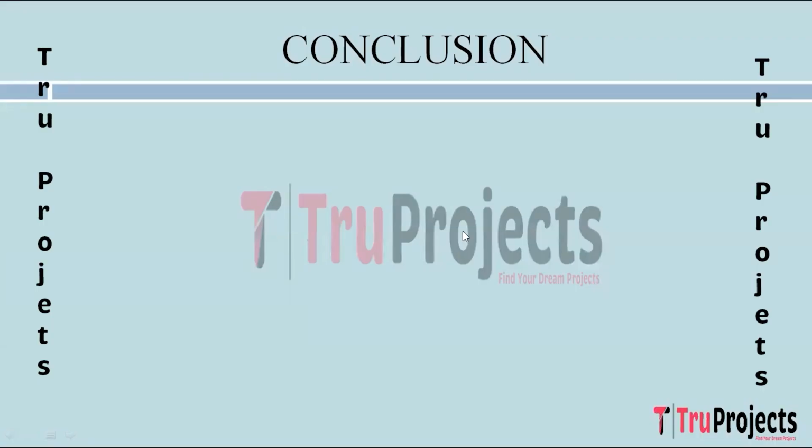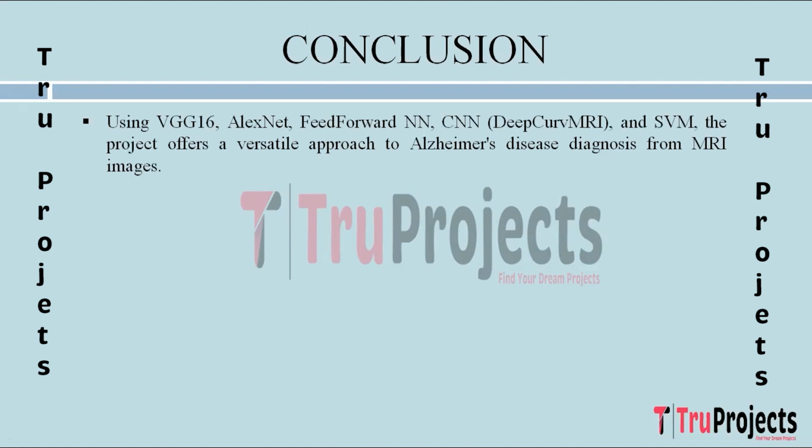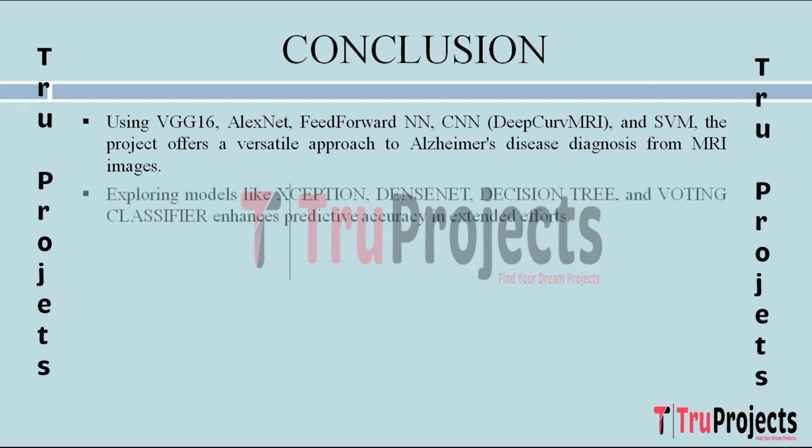So the conclusion here is the project implements diverse algorithms including VGG16, LeNet, feed-forward NN, CNN, that is deep CNN MRI model, and SVM for Alzheimer's disease, that is AD diagnosis from MRI images, showcasing a comprehensive approach to model selection. As an extension, the project explores additional models such as Xception, DenseNet, decision tree, and voting classifier to enrich the variety and robustness of predictive algorithms, aiming for superior accuracy in AD detection.